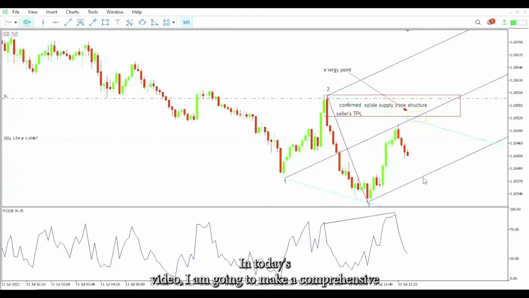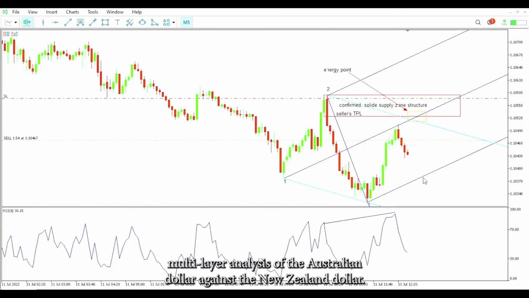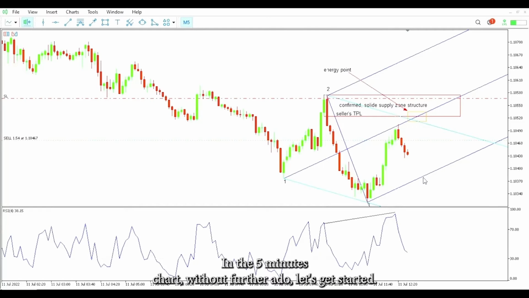In today's video, I am going to make a comprehensive, multi-layer analysis of the Australian dollar against the New Zealand dollar in the 5 minutes chart. Without further ado, let's get started.